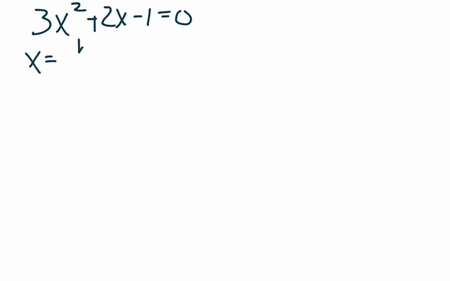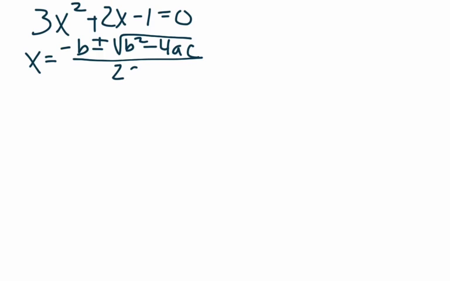So let's see. We'll switch over to this color. So this is our first example. It's 3x squared plus 2x minus 1 equals 0. And then I'm going to copy the formula down. Negative b, plus or minus the square root of b squared minus 4ac, all over 2a. There you go. There's your formula.